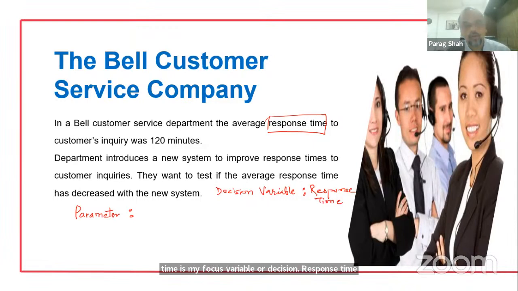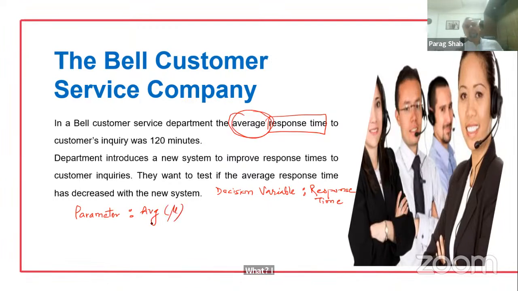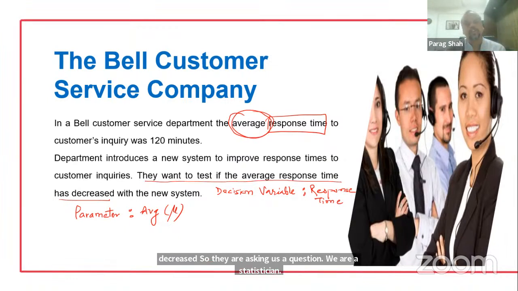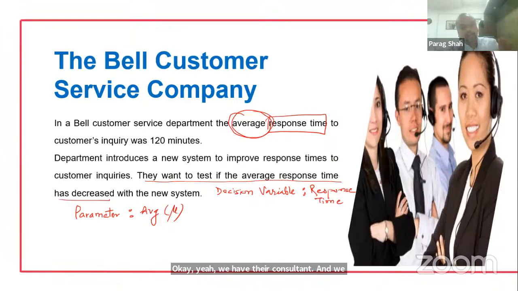Which is the parameter we want to understand? Whether it is average or proportion or standard deviation. What is our focus? Our parameter is average. That means mean. Now, what was the question? They want to test if the average response time has decreased. So they are asking us a question. We are a statistician, their consultant, and we want to solve: has the average response time decreased?